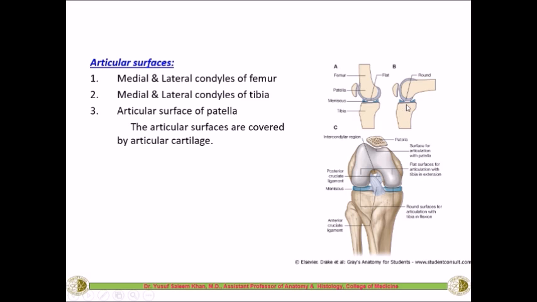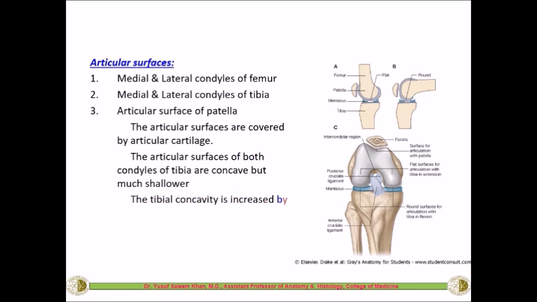So to increase this concavity, the articular cartilage at the center here will be thinner, and at the periphery it will be thicker. So there will be some increase in concavity within the articular surface of the two condyles of the tibia. If you can see a small thin line, the cartilage will be thinner at the center and thicker at the periphery, just opposite to that of the condyles. In the condyle, it will be thicker at the center and thinner at the periphery. So this will increase the concavity.